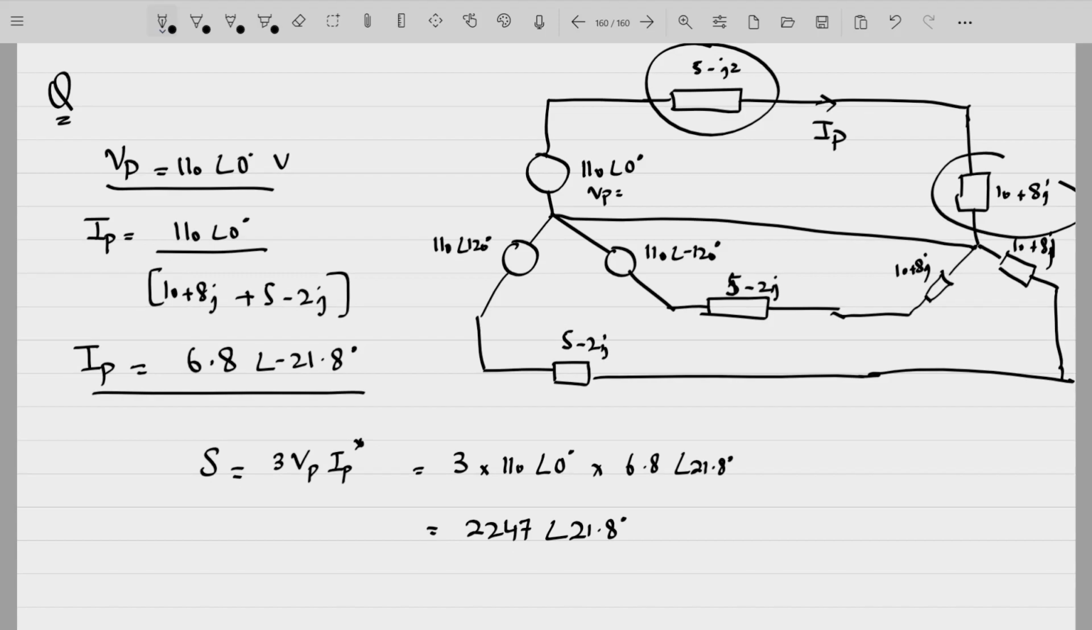We have to find out these things. We have to find out the real power. We have to find out the reactive power as well as the apparent power, or you can say the complex power.